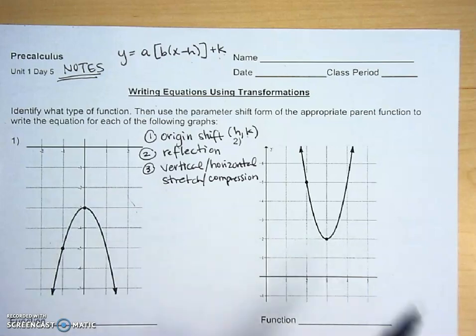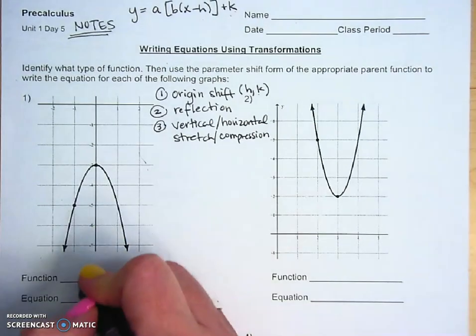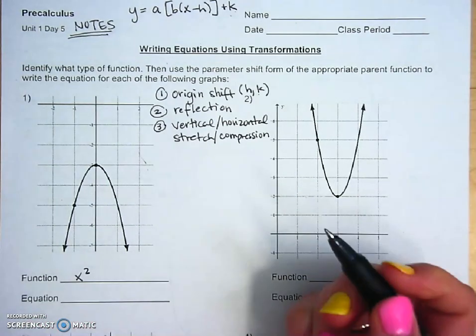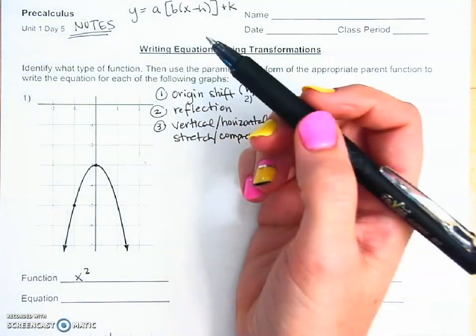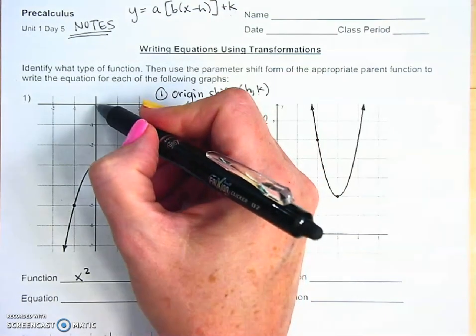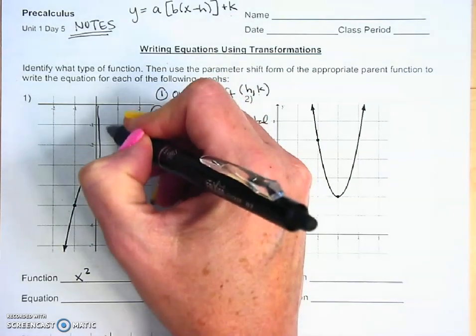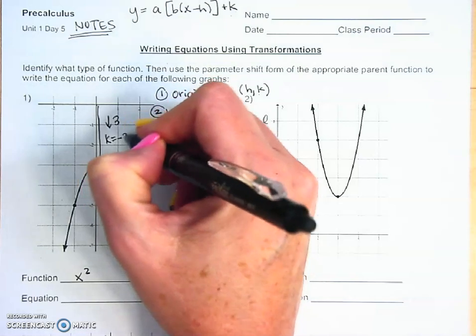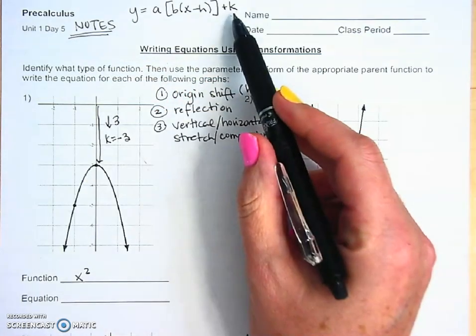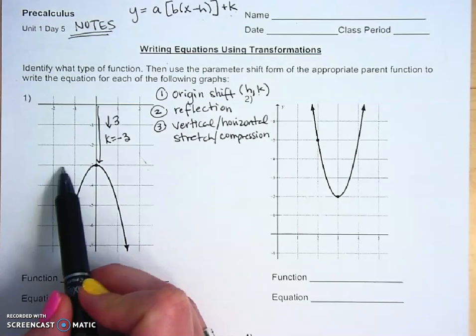Each of the rows on our sheet is the same shape, just two different examples. So these first two examples are quadratics, so my function is x squared. The first thing I'm going to do is check how my origin shifted. The origin for the parent function is at 0, 0, and in this case it just shifted down. So down 3 means my k value is negative 3, right? Because the k is the vertical shift.